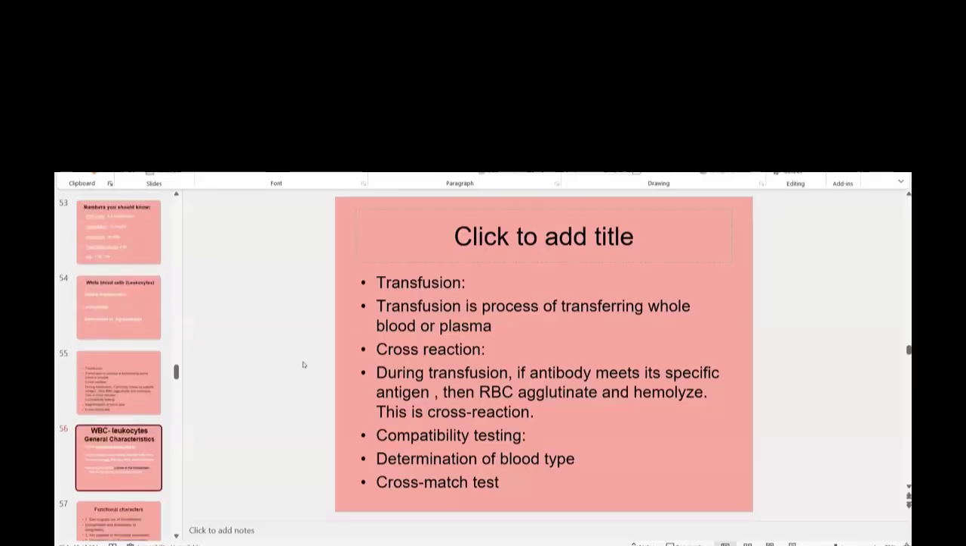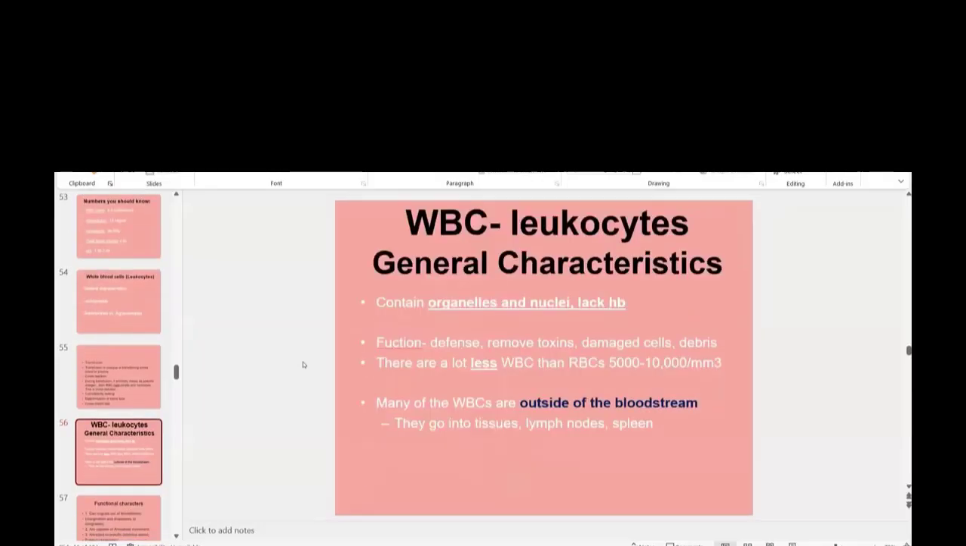Okay, so we'll go to WBC, leukocytes, general characteristics. They have many organelles and nuclei, but they lack hemoglobin. If you look at their function, the most important is defense. They protect the body. They are like the police force of the body. They remove toxins, debris, and any damaged cells, and there are a lot fewer WBCs than RBCs. RBCs are definitely more.